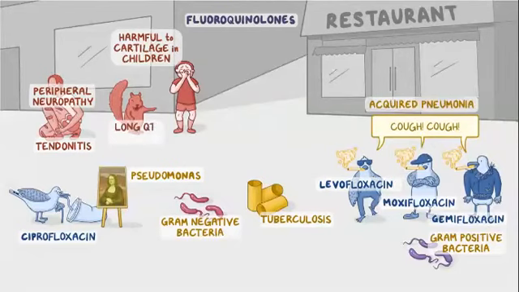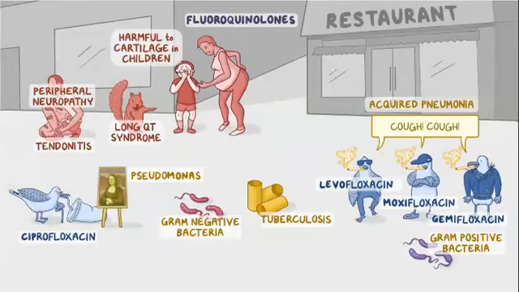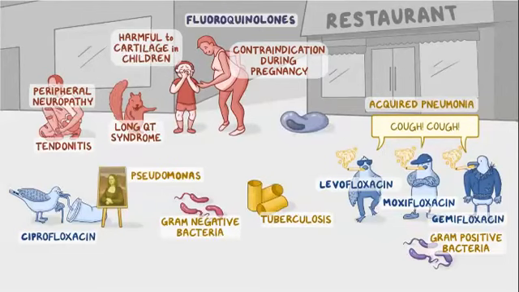A mean squirrel, who's actually very cute and has a long tail, is laughing at the poor kid, and it represents long QT syndrome. The child's pregnant mother is trying to comfort him to no avail to represent the contraindication during pregnancy. An unfortunate chrome-colored cell also got squished during this incident, and this will help you remember that fluoroquinolones are cytochrome P450 inhibitors.